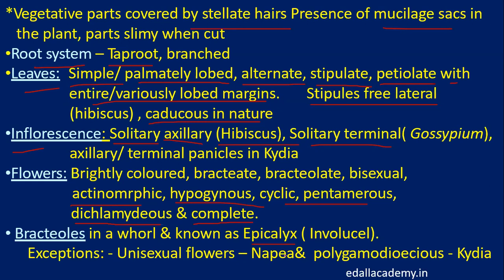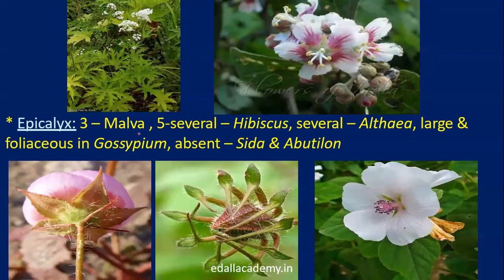In these cases, unisexual flowers. Unisexual means male and female flowers are separate. See the diagrammatic representation given here very clearly. Epicalyx: the whorl of bracteoles seen outer to the calyx is called epicalyx. The number may differ from one flower to another. 3 in Malva, 5 to several in hibiscus, several in Althaea, large and foliaceous in Gossypium. Bracteoles are absent in Sida and Abutilon.